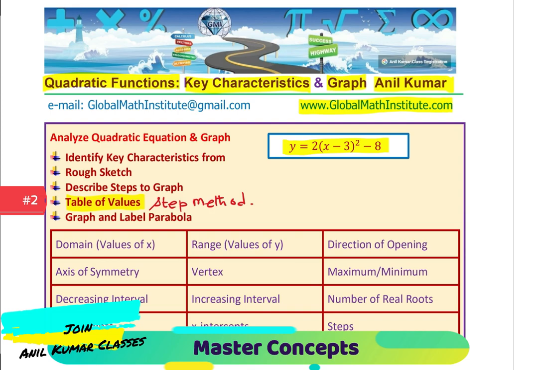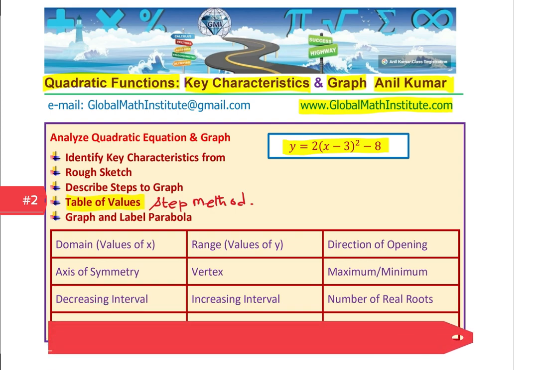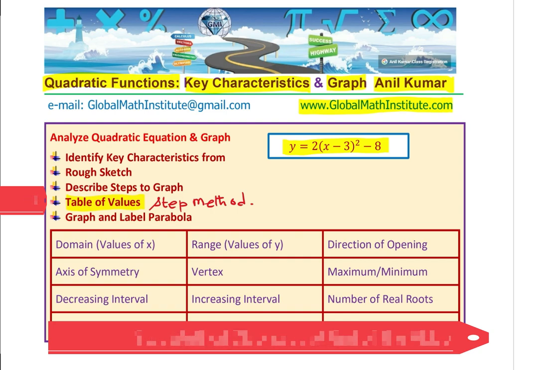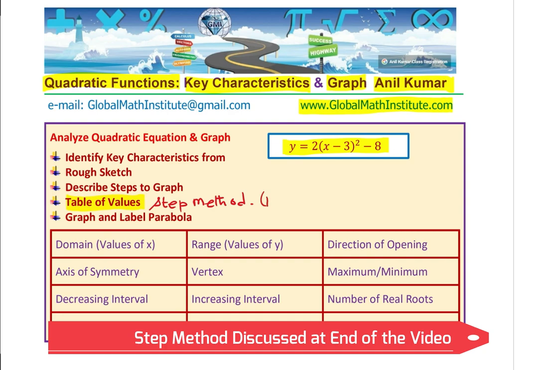In table of values, you have to calculate all the values, put them there on the graph and connect them with the line of best fit, which is a parabola. And the step method, we already know that it is a parabola, so we have a very unique process in which no calculations are required, right? So let me write down here, no calculations. What I mean is, you don't have to substitute the values of x and create a table of values to sketch the graph.